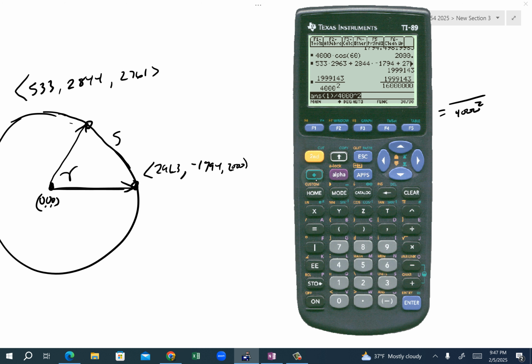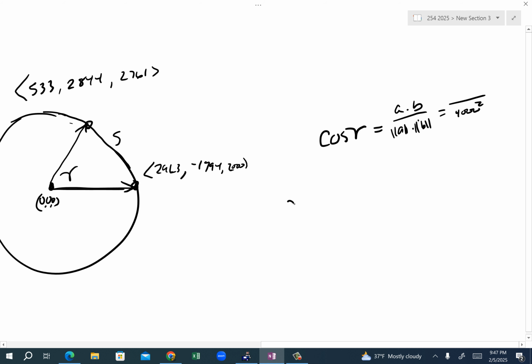Oh, darn it. Clear. All right, we get 0.12. That's the cosine. So arc cosine of this is equal to about 82.8 degrees. Now what we're saying here is this.